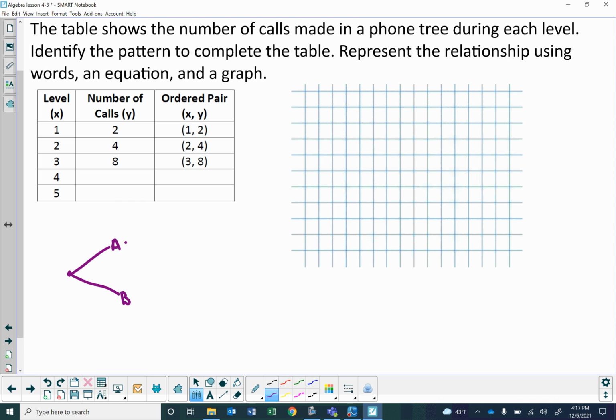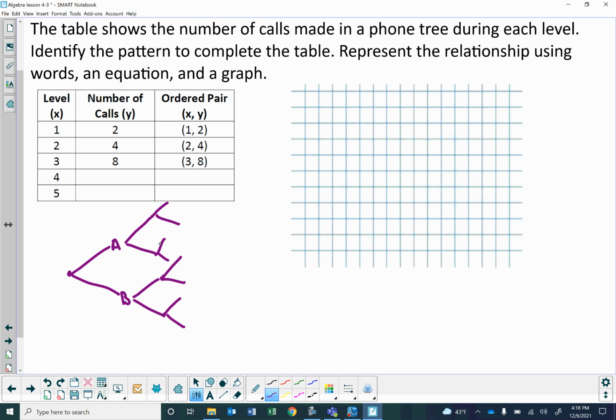Person A then makes a call to 2 people, and person B then makes a call to 2 people. These 2 people then make a call to another 2 people, and these 2 people. That's why it branches, continues to branch out, and that's why it's called a phone tree. Okay, so basically that's what we're looking at here.